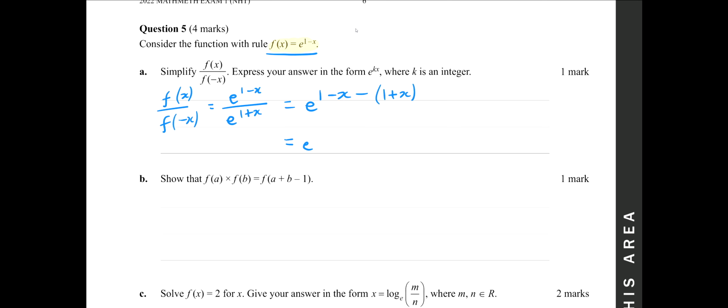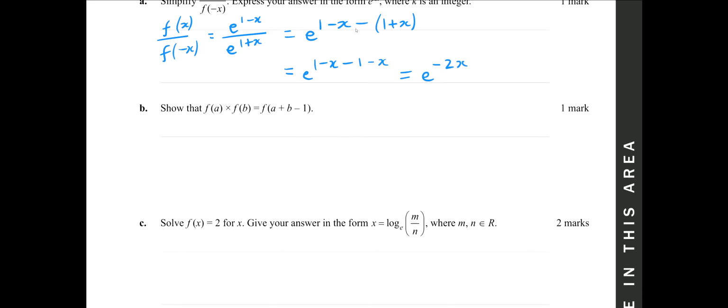So that is equal to e to the 1 minus x minus 1 minus x. Of course, the 1's will cancel out, 1 minus 1 is gone, and we really just have negative x minus x, which is negative 2x. There we go. So we have given the answer in the form e to the kx. In this case, k is equal to negative 2. There is no obligation to actually write k equals negative 2.